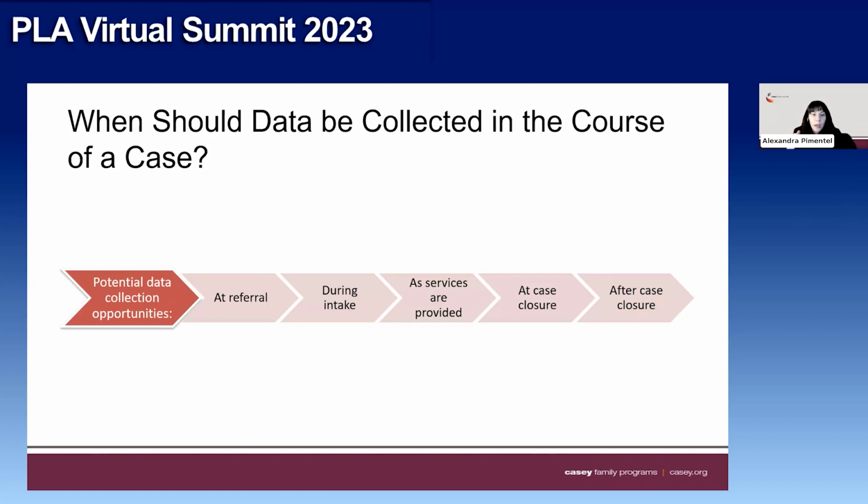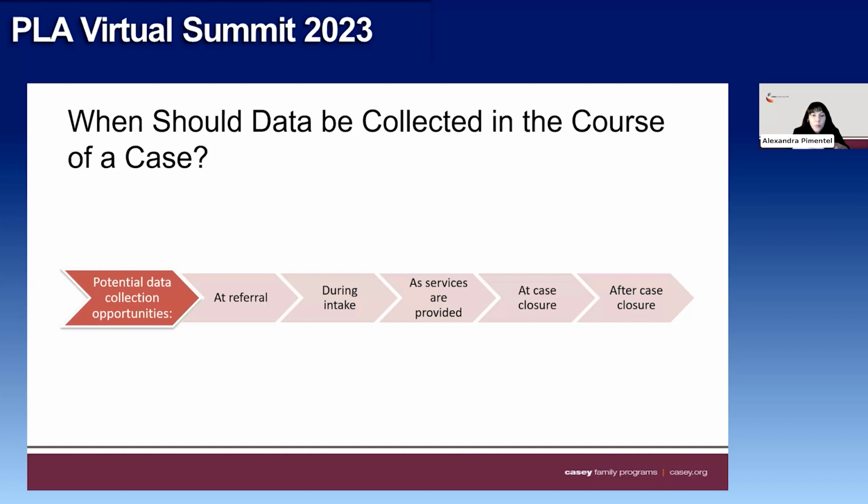And maybe you have a referral form that people use, and you could add fields onto it of metrics that you want to collect. Or maybe referrals are very informal, and there isn't a good opportunity to collect a lot of client information at referral. But potentially you could collect client information at referral. So things like the demographic information, client need information that we were just discussing.